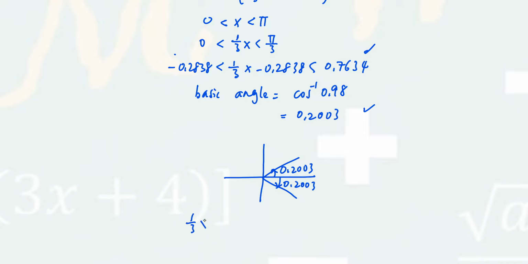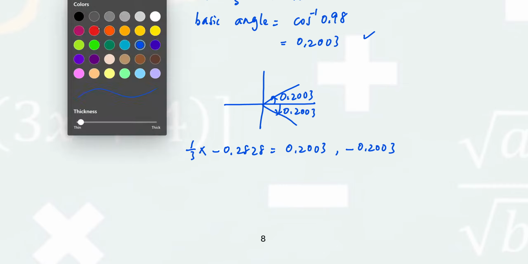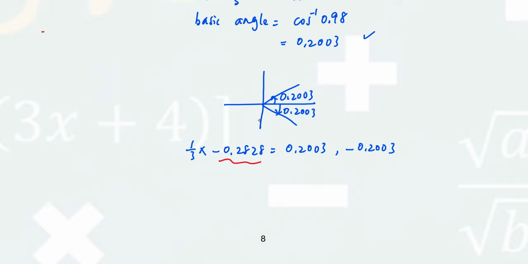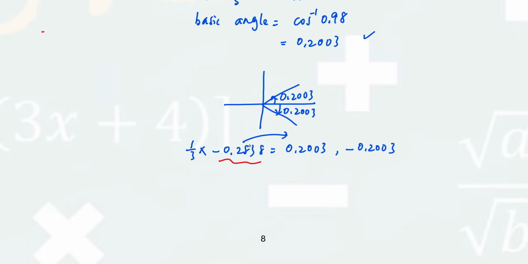I will write 1 over 3x minus 0.2838 will be positive 0.2003 and negative 0.2003, because both values will be in this interval. And now we need to find x. So firstly, the negative 0.2838 will be moved to the right side, because we need to find x. So this term moved to the right side becomes plus.